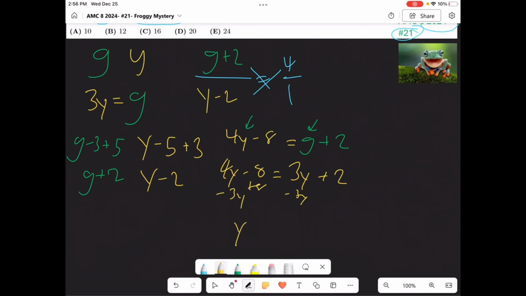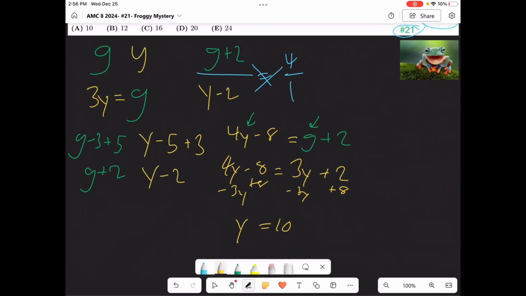But we're not done. We have to find the number of green frogs that are here. So how can we do this? Well, we know if y is 10, we can plug this into this proportion. So 3 times 10 would be 30. The number of green frogs is 30.